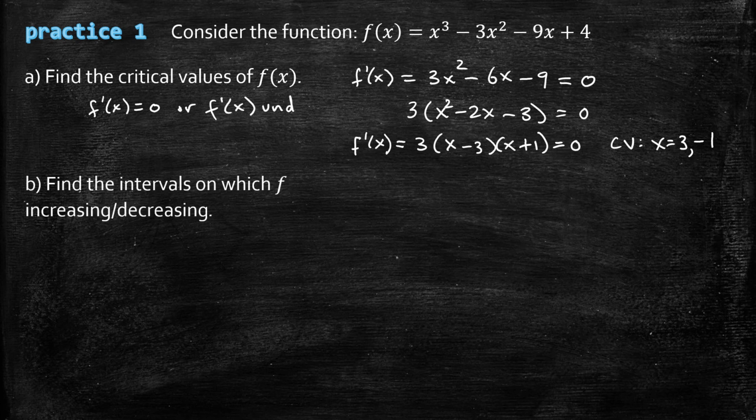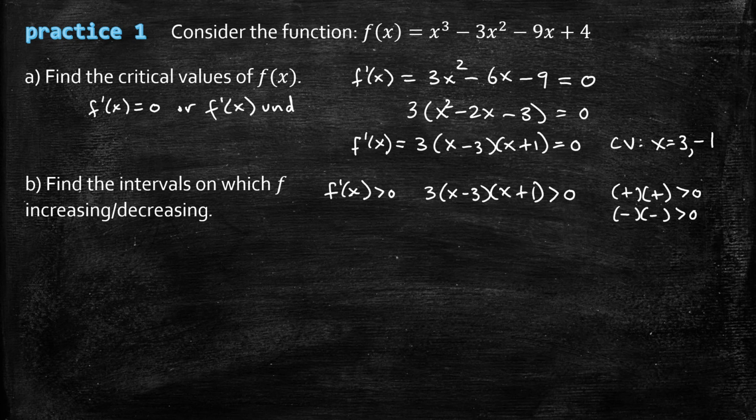The next thing to do, now that we have these critical values, is to find the intervals on which f is increasing or decreasing. We know that f is increasing whenever f prime x is greater than 0. So you could say, why don't I just take f prime x, make it greater than 0 and solve that? But solving an inequality like that is challenging because there are two ways you could get a positive answer. You could have a positive times a positive, which will be greater than 0, but also a negative times a negative, which will be greater than 0.